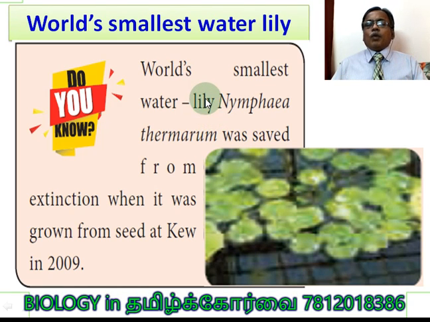And this is one of the small box information about the world's smallest water lily. Its scientific name is Nymphaea thermarum. Nymphaea thermarum was saved from extinction. Once an endangered species, it was saved from extinction when it was grown from seed at Kew, England, London, Royal Botanical Garden. Please recollect the information, in the year 2009.